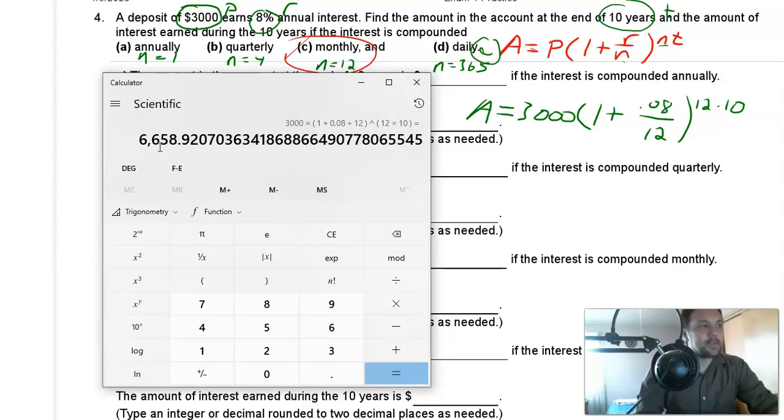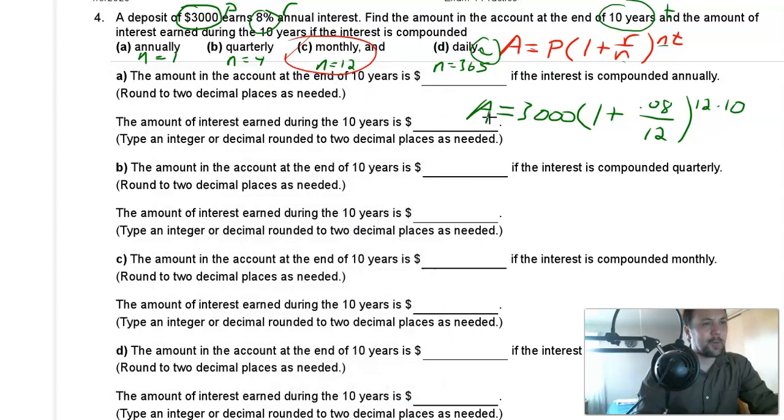So much bigger than I thought. I was thinking 4,000 or 5,000. It's actually closer to 7,000. And again, this is money, so we go to 2 decimal places whenever we're dealing with money. So $6,658.92. So 665892. Let's see if I can remember that. Okay.